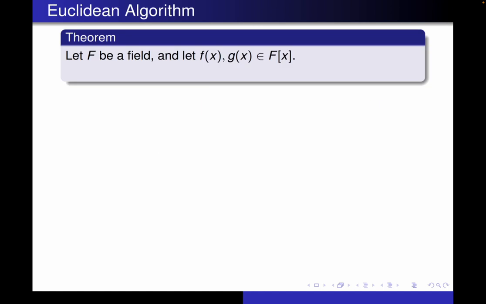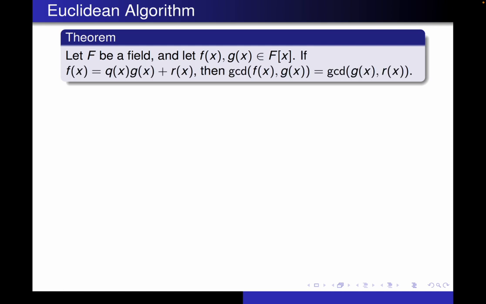The theorem that is going to help us with the Euclidean algorithm for polynomials is going to look very similar. If F is a field and you have polynomials f of x and g of x, and if we have f of x equals q of x times g of x plus r of x, in other words, a division algorithm looking expression, then the GCD of f of x and g of x is equal to the GCD of g of x and r of x. And the proof of this is going to look almost identical to what it was for the Euclidean algorithm of integers.